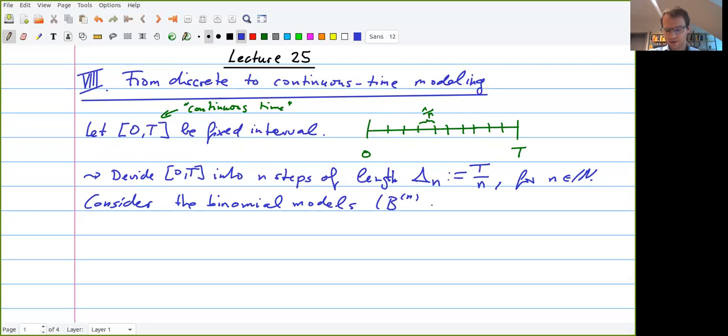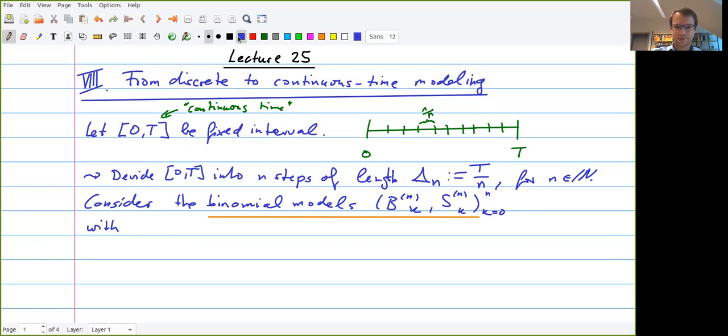They depend now on the length, the step length we decided. So we have here a market with n trading periods, right? And these binomial models, they're here. Right, so these are our models. In this world, we say that this is our standard binomial model.